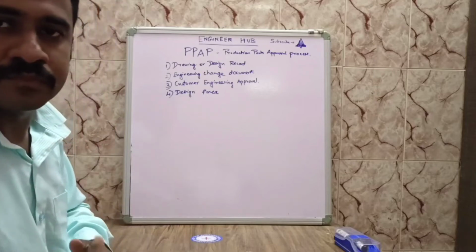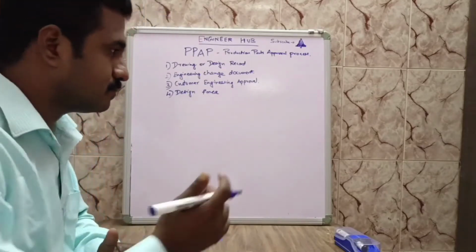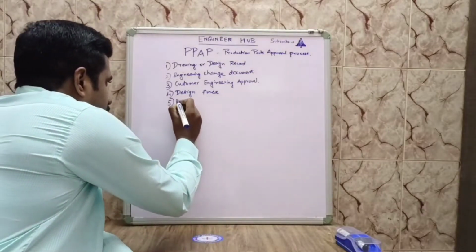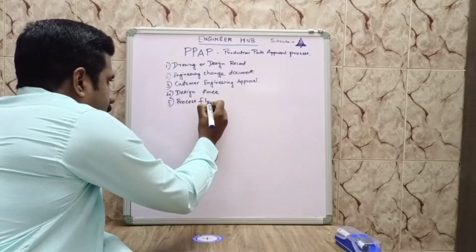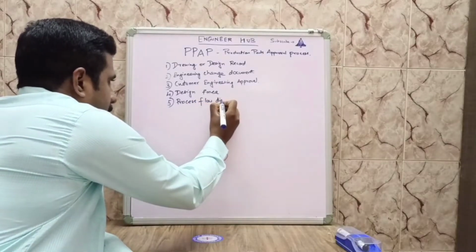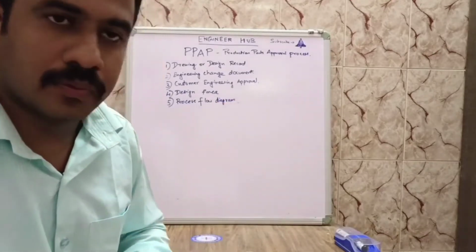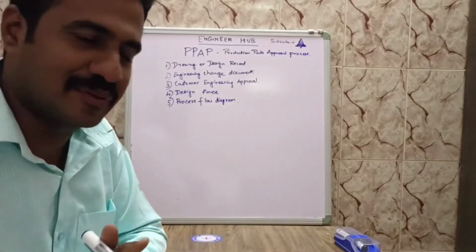Like I explained, and the fifth one is called process flow diagram. Okay. So let me just write it down for you. I hope it's visible right now, guys. If it's not visible, then just let me know.